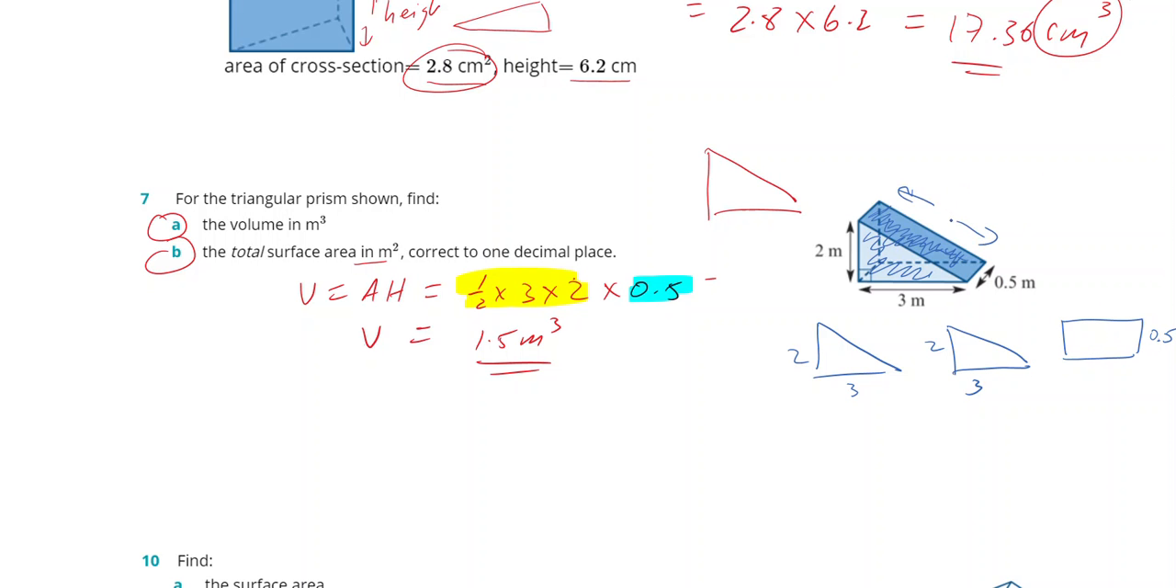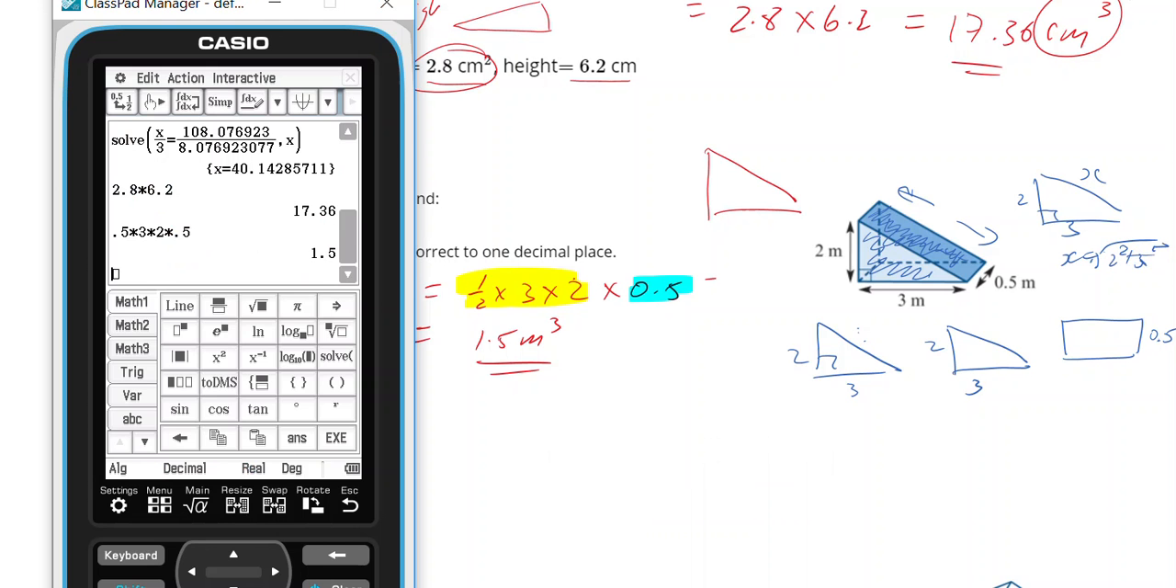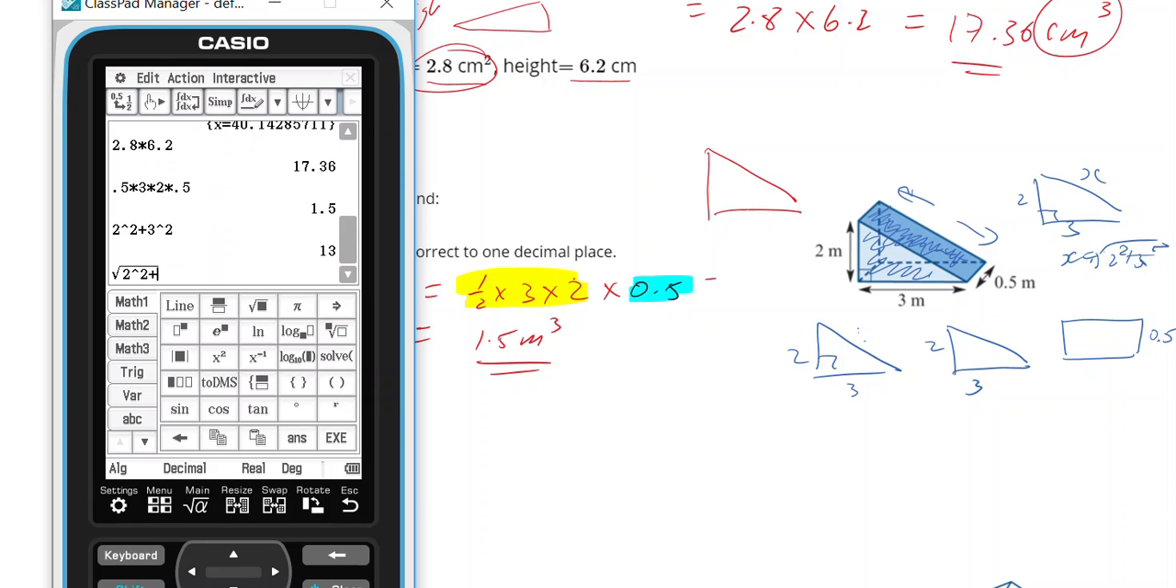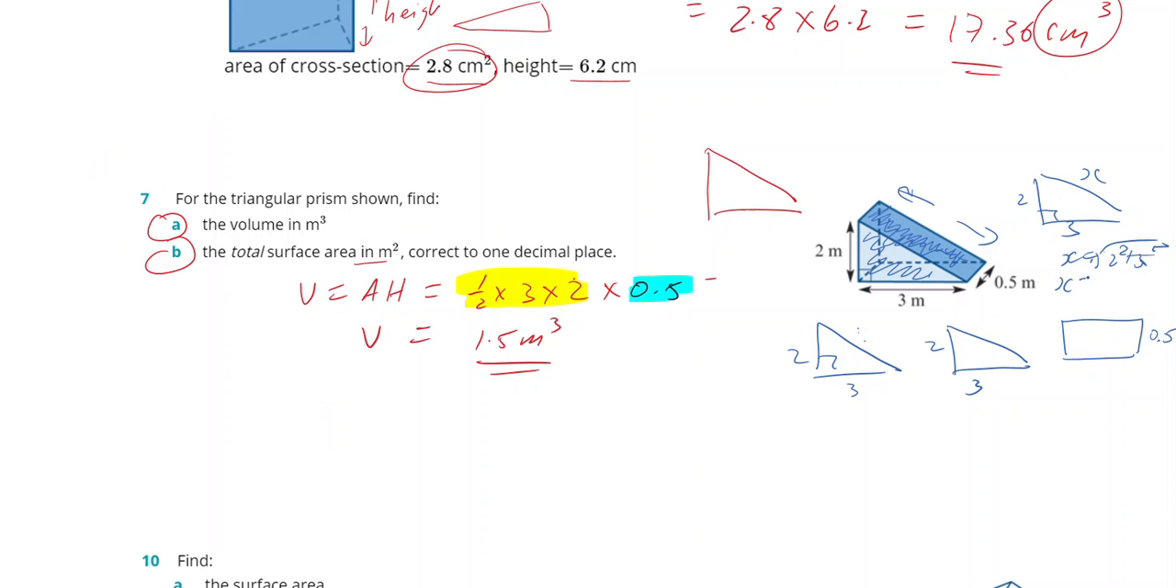This is where you have to use Pythagoras. If you want to figure out that length, we've got a triangle, and we need to find the longer side. So that's 2, that's 3, and we'll call that x. x equals the square root of 2 squared plus 3 squared. So we'll do it on the calculator: 2 squared plus 3 squared, and the square root of that. That gives 3.6056. So x equals 3.6056.